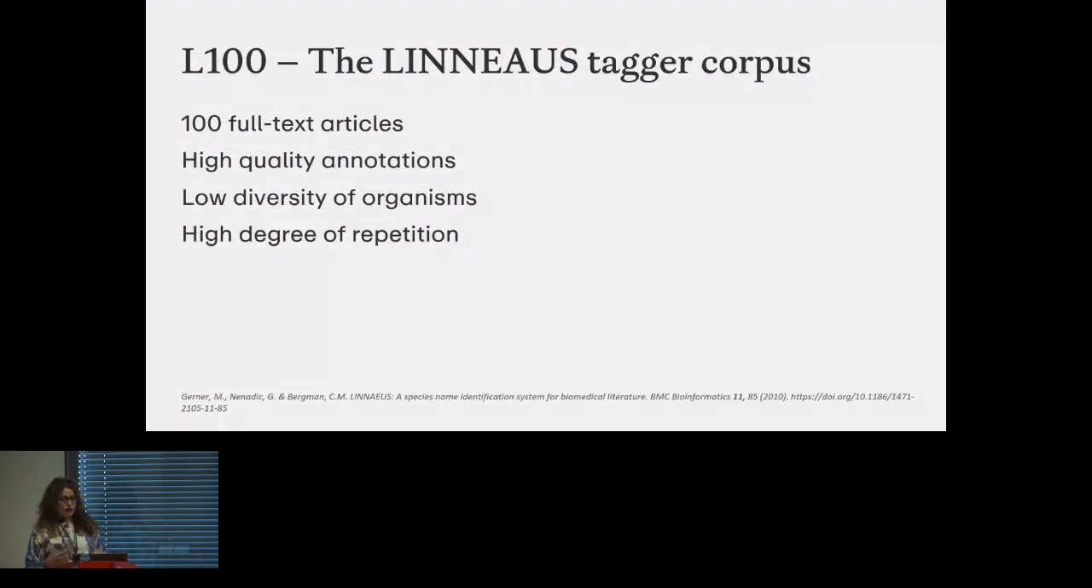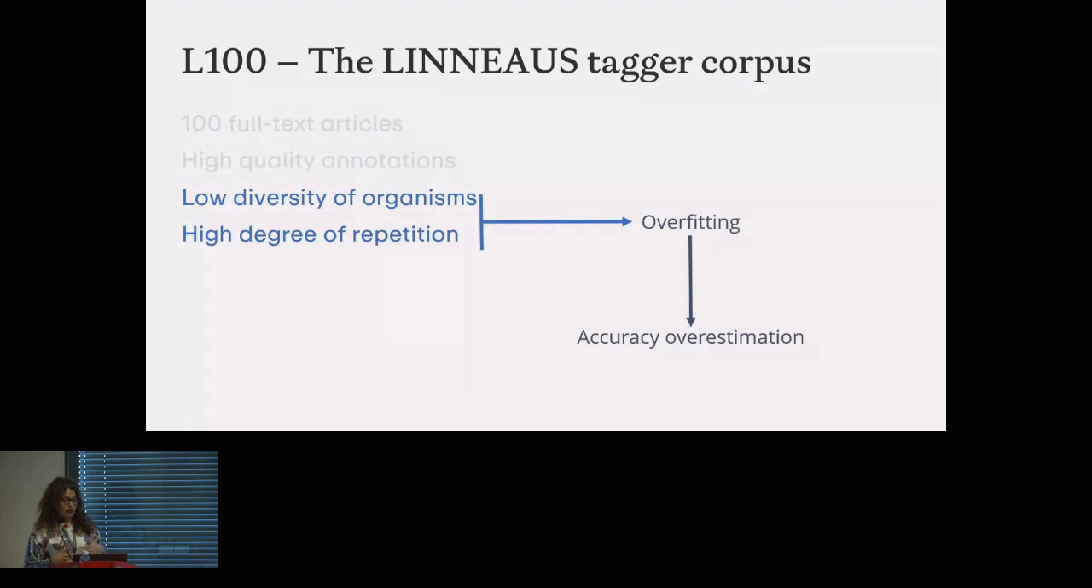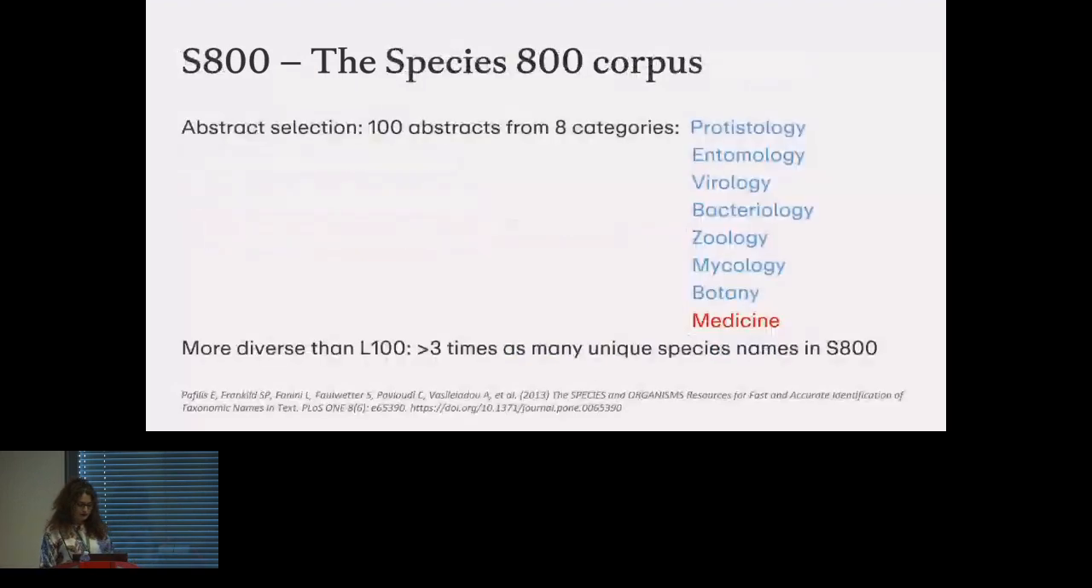But the problem when you are limiting yourself with 100 full text articles can be that the diversity of organisms in this is low, and there is a high degree of repetition in the text. So this, when you train your models on top of it, can lead to overfitting, and you're overestimating your accuracy in comparison to what happens in the real world.